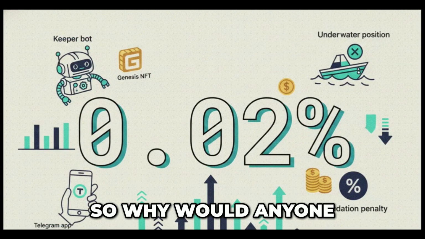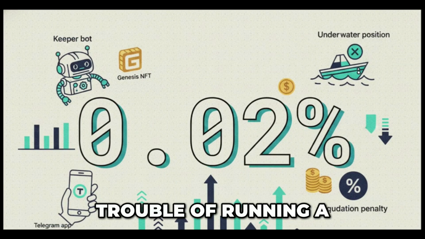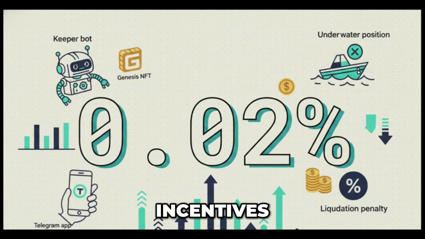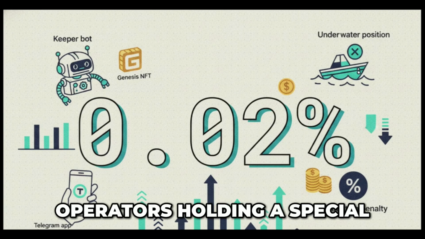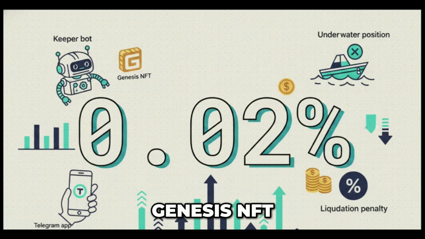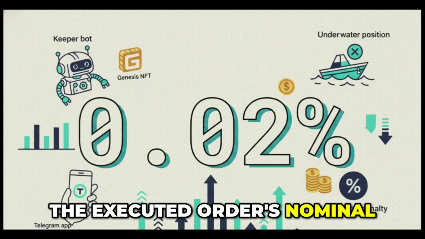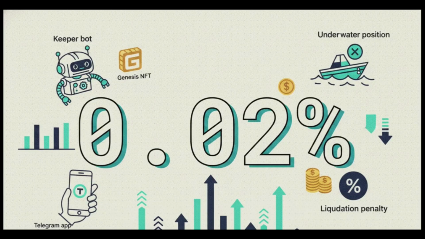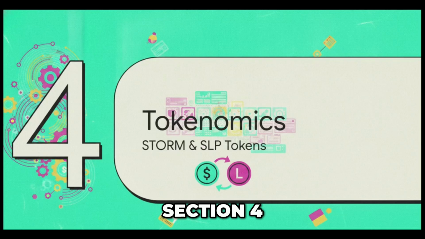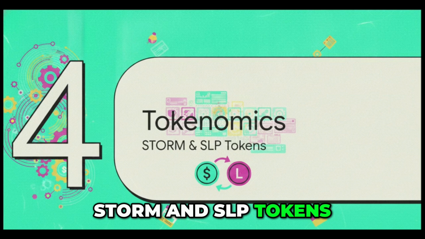So why would anyone actually go through the trouble of running a Keeper bot? Well, incentives, of course. As a reward, operators holding a special Genesis NFT pocket 0.02% of the executed order's nominal value. On top of that, they snag 50% of the liquidation penalty every time they close out an underwater position. This setup turns running a bot into a highly profitable gig, ensuring there's always a dedicated community maintaining the network's health.